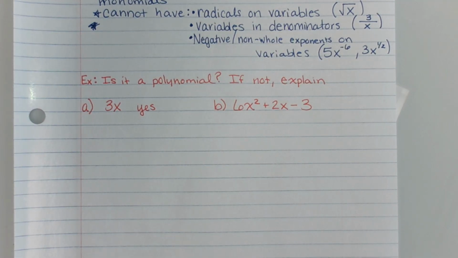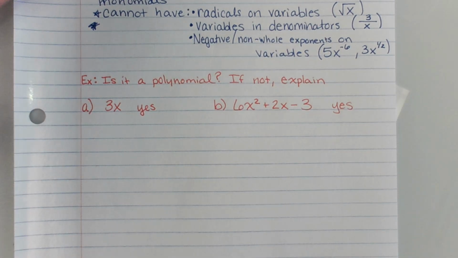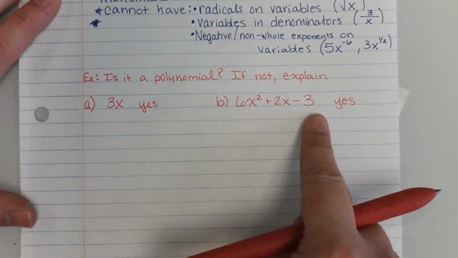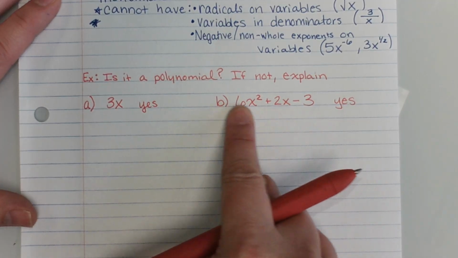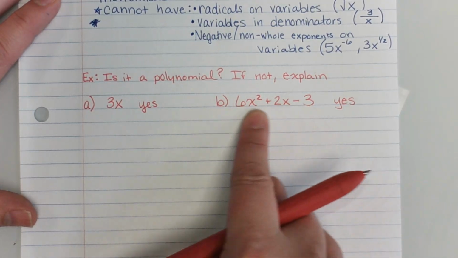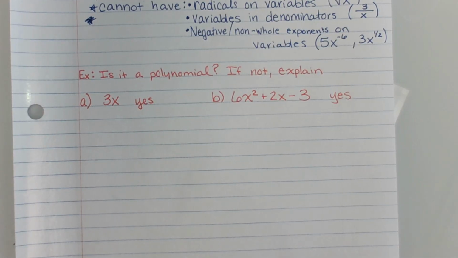Six x squared plus 2x minus 3. Yeah, that is a polynomial. It's just a bunch of monomials added together. It's a bunch of terms made up of variables and numbers getting multiplied, but then they were added together. Do you notice that this looks kind of like the things we were dealing with last chapter? This is a quadratic polynomial. Quadratic expressions are polynomials.